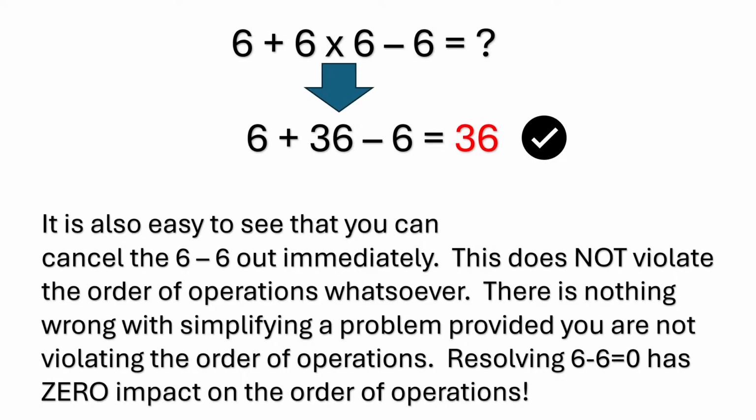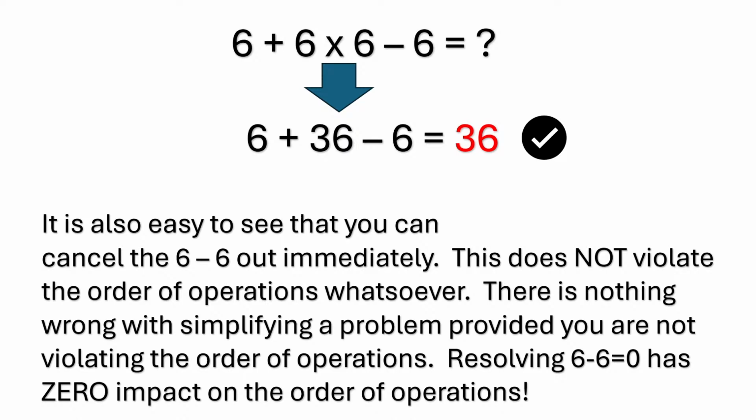Again, it's pretty easy to see that if you multiply 6 times 6, you get 36, right? 6 plus 36 is 42. 42 minus 6 is 36. And it's also easy to see, and hopefully a lot of people will see this in their head right away, that you can cancel the 6 minus 6 out immediately, right? Now, a lot of people get mad at that. I've seen people get angry. You can't do that. You just subtracted before you multiplied.